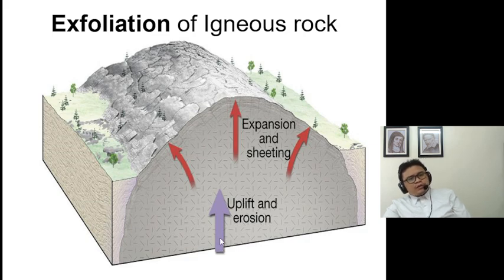Now, what causes this uplift? Well, we know that there are forces governing the movement of our crust, which cause a bulging effect on the surface. They call it the uplift. And as this uplift and erosion happens, the expansion and sheeting of these rock particles causes the layers on the surface of the rocks to exfoliate or to peel. Okay, so that is what you call exfoliation.